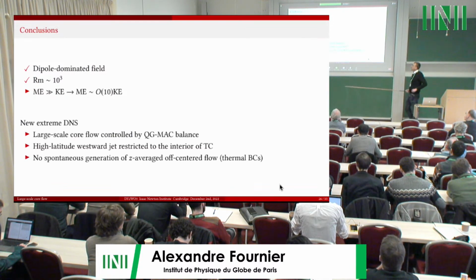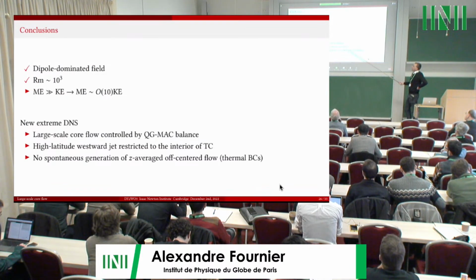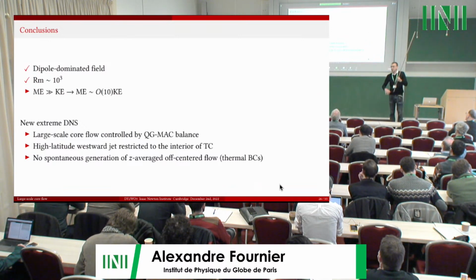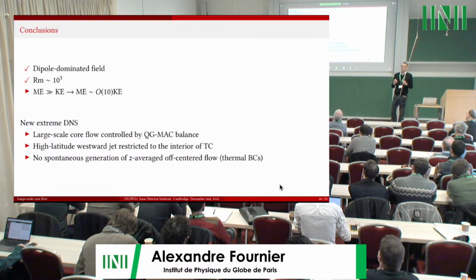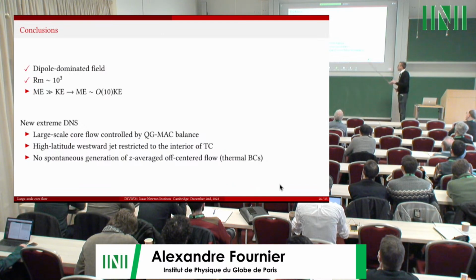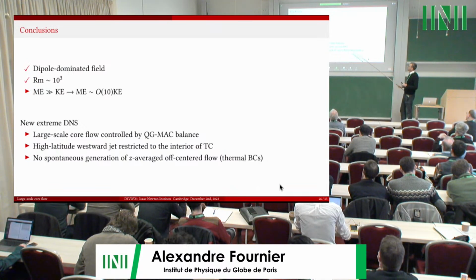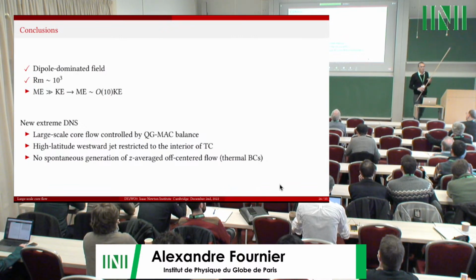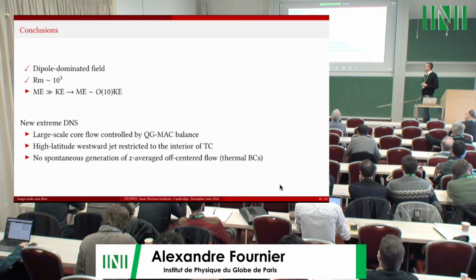For what regards the new simulation that I showed you, the large-scale flow in the core in this simulation is controlled again by a QG-MAC balance. The strong westward jet that we find, and that we also found with Nathanael in step 2, is confined inside the tangent cylinder, which is a very strong dynamical barrier. This happens when the field is strong inside the tangent cylinder as well.